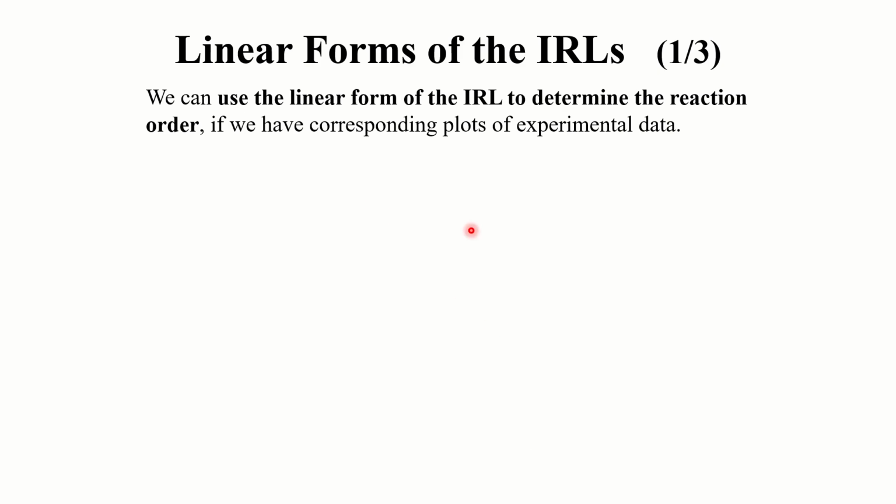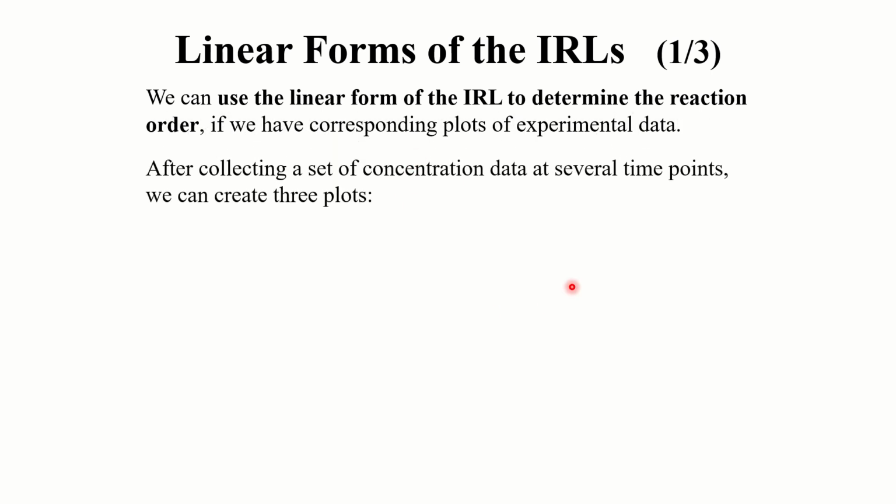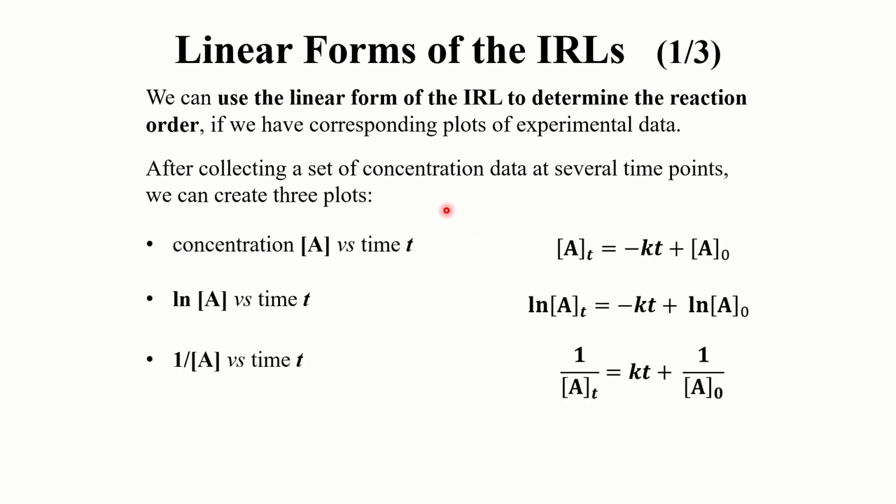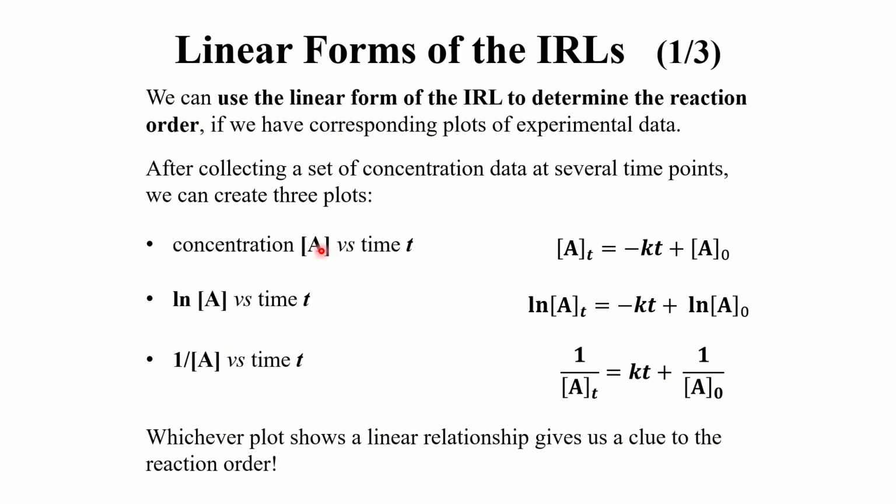Okay, so now let's look at linear forms of the integrated rate laws and how we can use them. We can use the linear form, the form that we've been using the last couple slides, to determine the reaction order if we have corresponding plots of experimental data. After collecting a set of concentration data at several time points, we can create 3 plots. We can create a plot of concentration versus time, natural log of concentration versus time, and the inverse of concentration versus time.